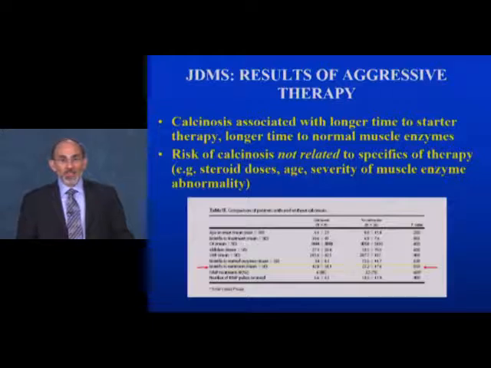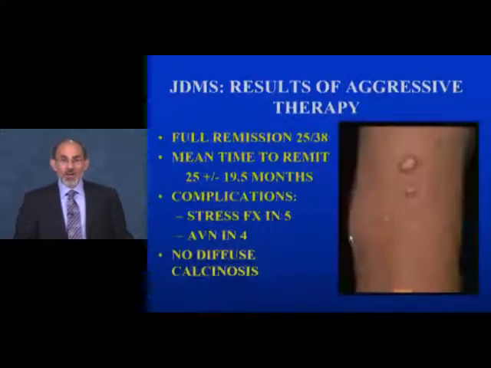So calcinosis was associated with not necessarily the type of therapy or the severity of the disease, but rather it was associated with a longer time to starting the therapy and a longer time to normalization of muscle enzymes, i.e., early aggressive therapy in dermatomyositis can be curative, and we think and hope in the future we will be able to show the same thing in other rheumatologic diseases.